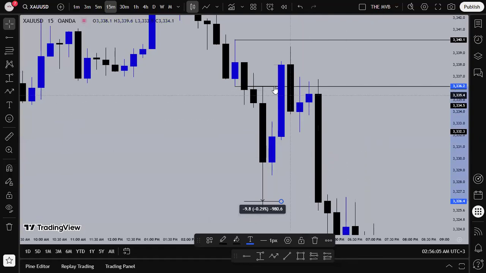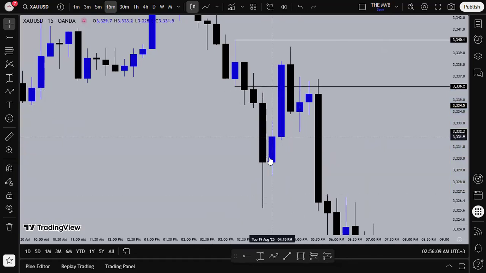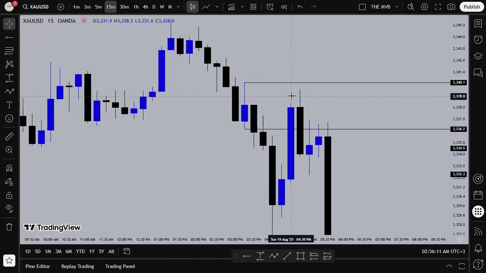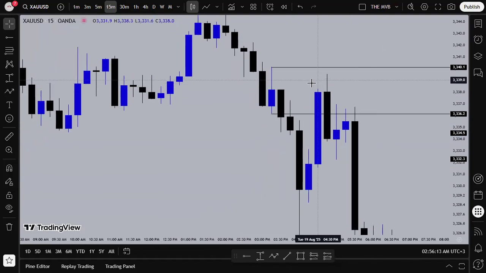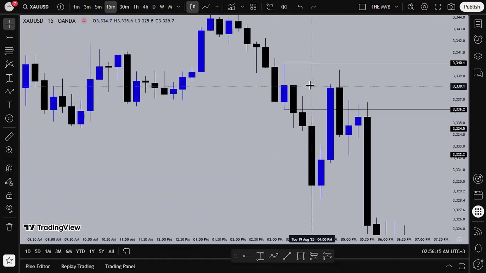So this is one of the best entries, just a simple price action entry, and it is very easy to trade. Thank you very much, guys.